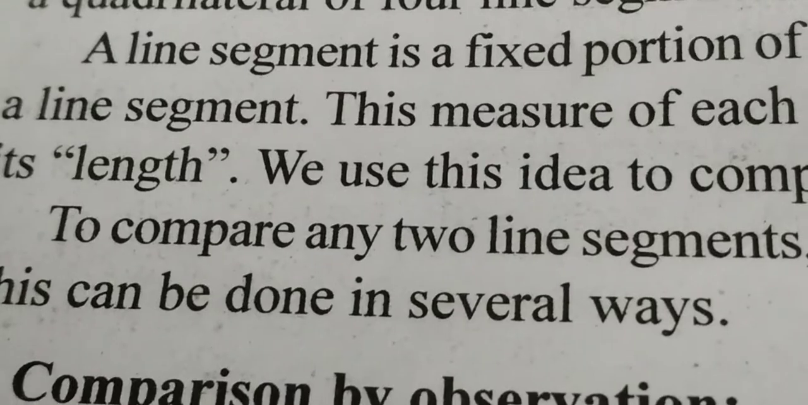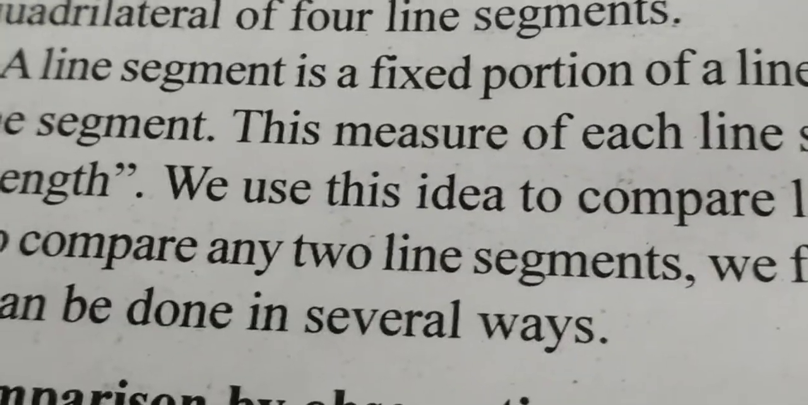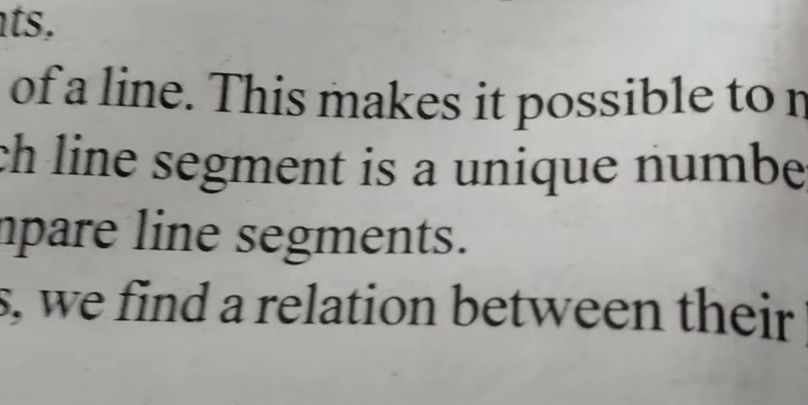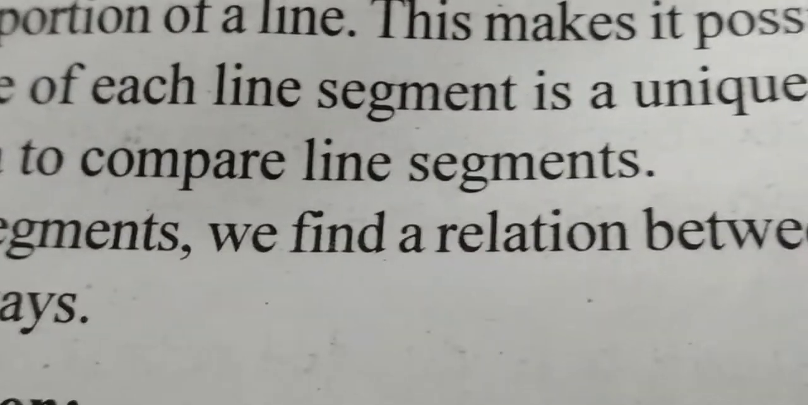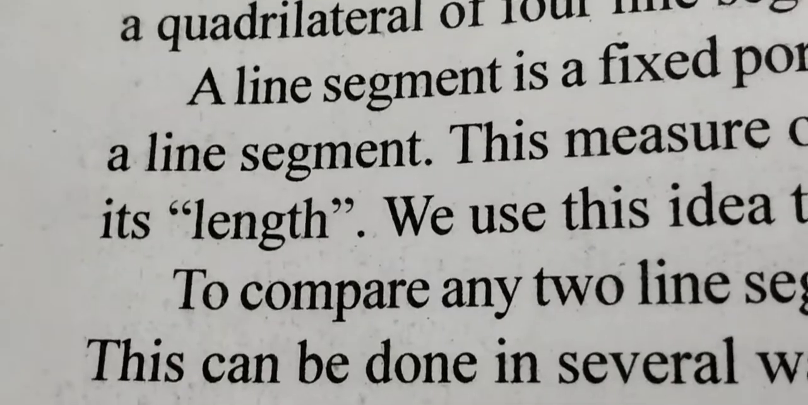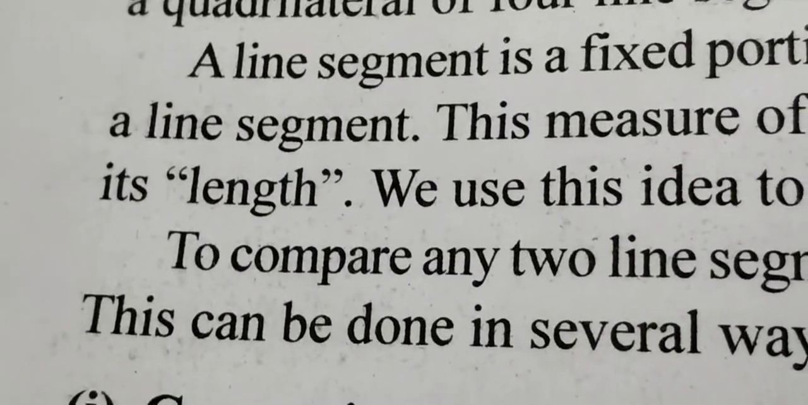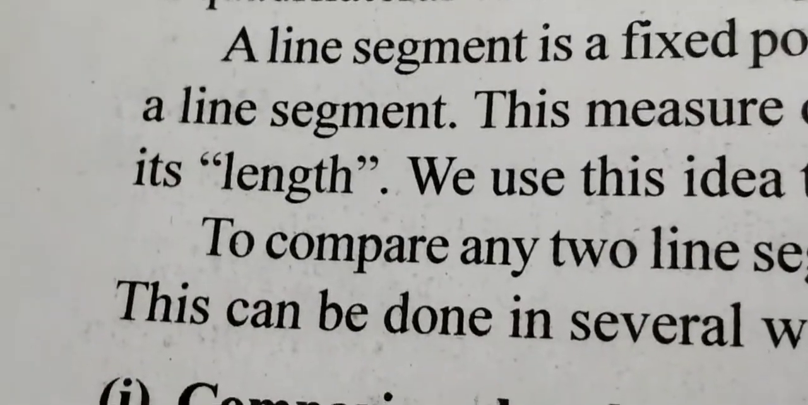As we all know, a line segment is a fixed portion of a line. A line cannot be measured, but a line segment can be measured because it has two endpoints. This makes it possible to measure a line segment, and this measure of each line segment is a unique number which is called its length. So the measurement of the line segment is considered to be the length of the line segment.